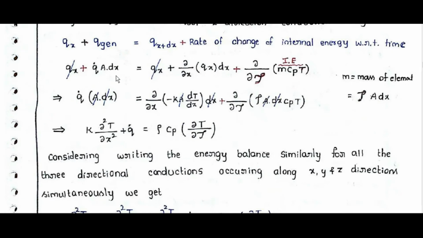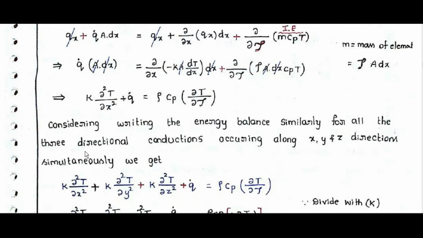Qx plus Q dot A dx is equal to Qx plus ∂/∂x of Qx dx plus ∂/∂τ of m c_p T. So ∂/∂x of (minus kA dT/dx) dx plus Q dot A dx is equal to ∂/∂τ of (rho A dx c_p T). Cancelling A dx everywhere, we get k ∂²T/∂x² plus Q dot is equal to rho c_p ∂T/∂τ. Tau means time here.